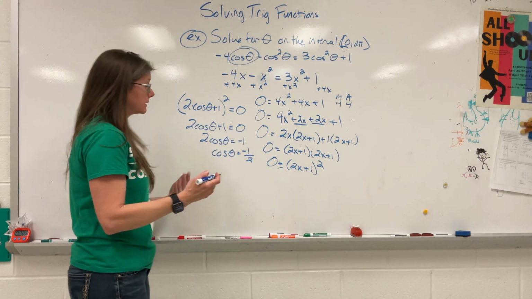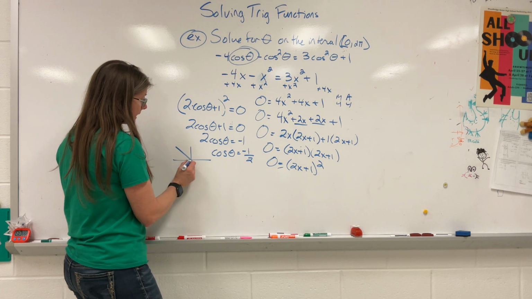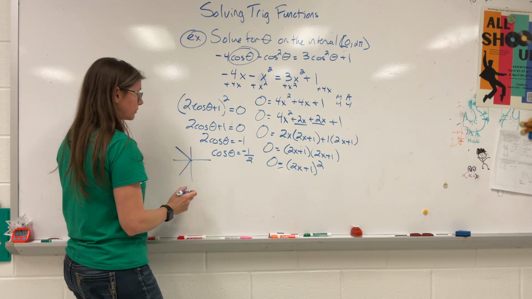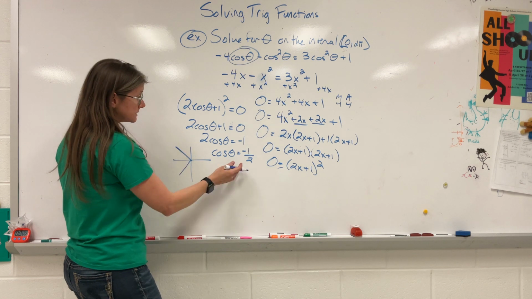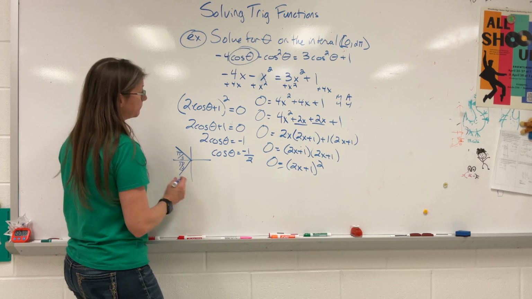And here we go. This is where we are. We just have to think about our unit circle stuff. Where is cosine negative? In the second and third quadrant. What angle has a cosine of -1/2? It's going to be pi over 3 and pi over 3.